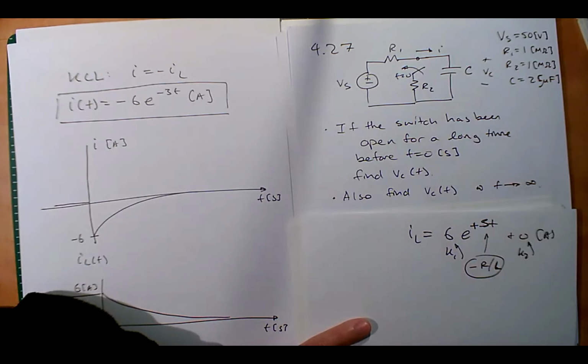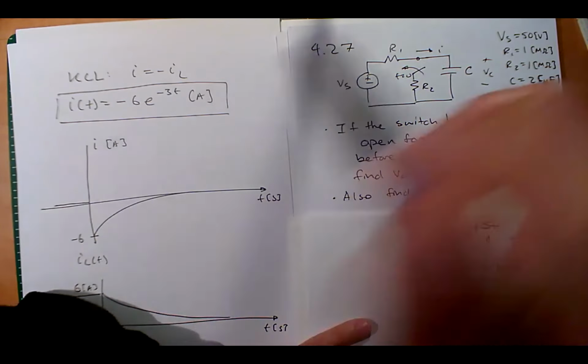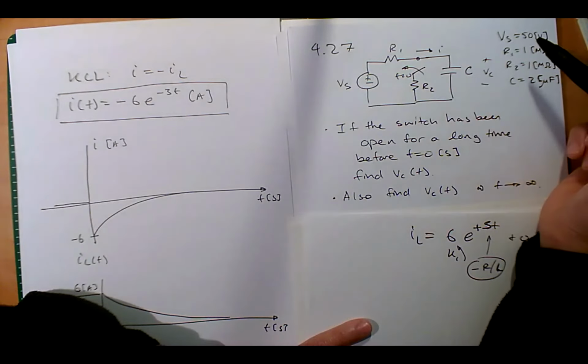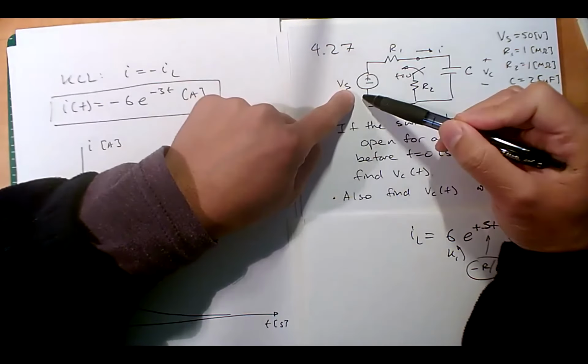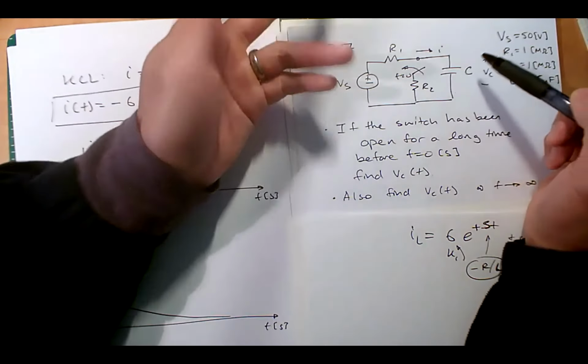And let's think about the situation. So the switch is open and then it closes. So when the switch is open, you have a voltage supply, a resistor, and capacitor. Well, we've seen this before.